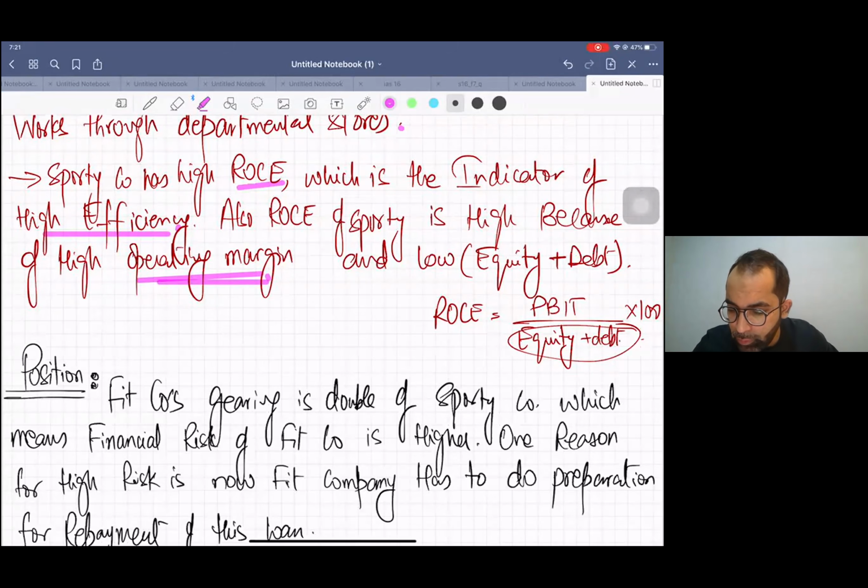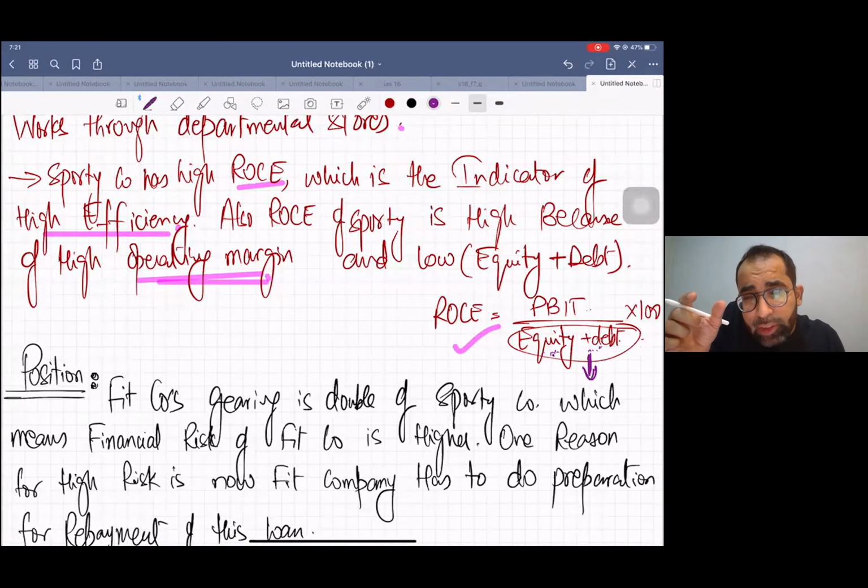Okay, right? And one more thing, in return on capital employed, the numerator is PBIT, and the denominator is equity plus debt. If you go and see, the equity and debt of Sporty company is lower. So when the equity and debt of Sporty is lower, that means the capital employed is lower, so automatically their ROS is high, right? So these are some of the reasons.